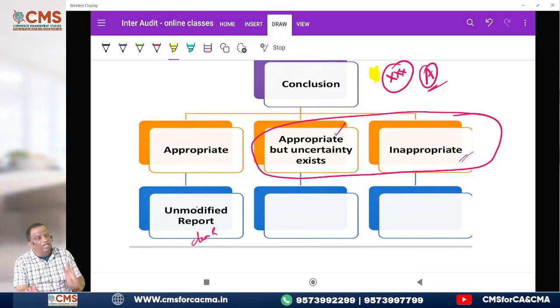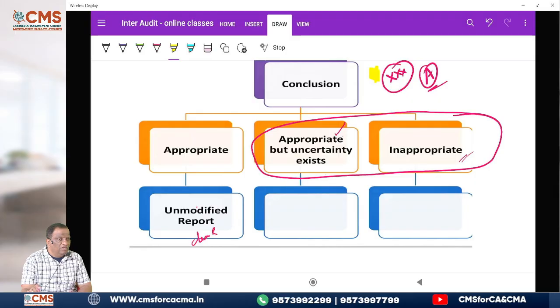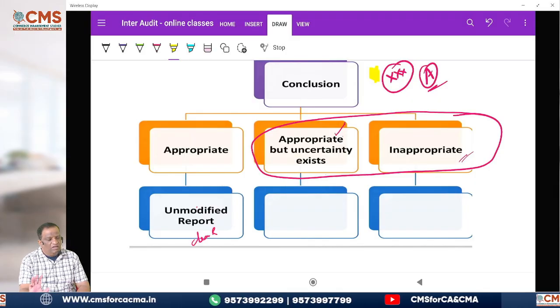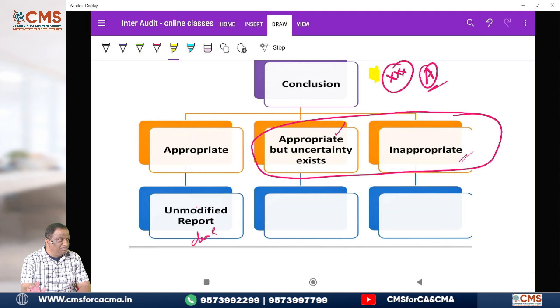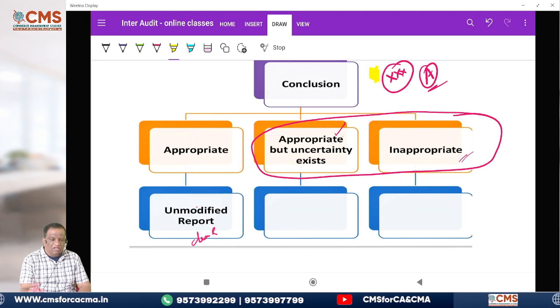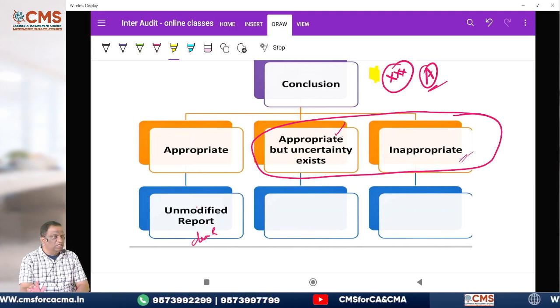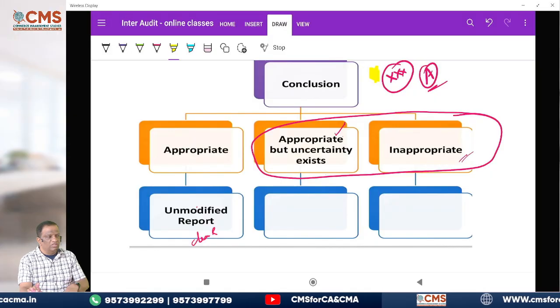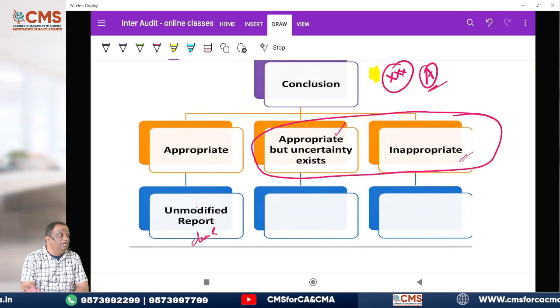Then what are the 3 indicators? Financial, operating and other indicators. Which one is related to money? Financial, logically. Operating is related to operations, like labor problems, raw material problems and all that will come, change in laws and all that. And then you have other indicators.